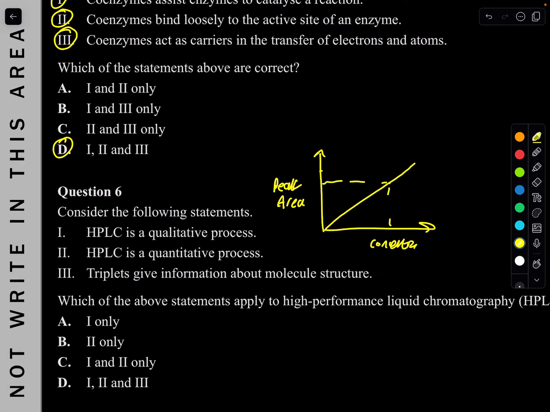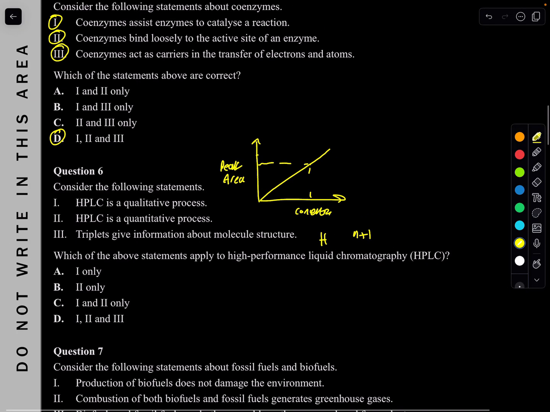Also true, they do. Triplets, if you use them in a protein NMR or HNMR, do tell you about the molecule's structure and what's next to it, using the n+1 rule. If you use the n+1 rule, you know how many protons are surrounding that carbon. So yes, triplets do give some information about the molecule structure.